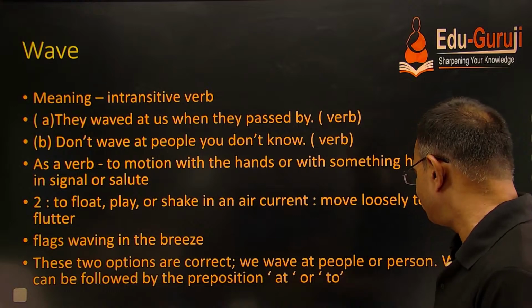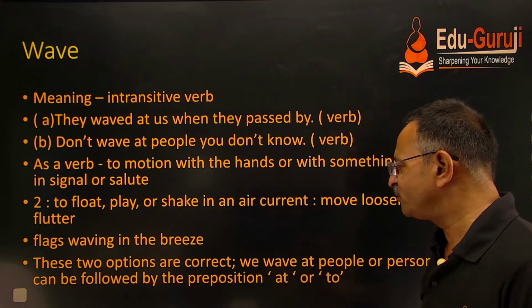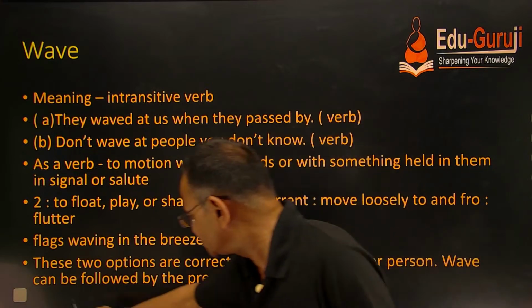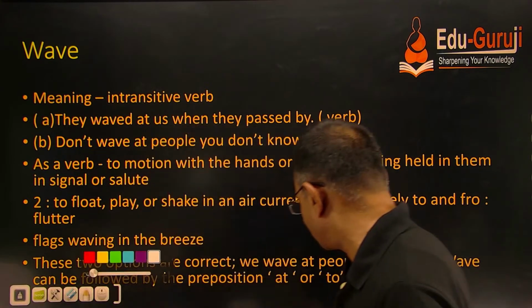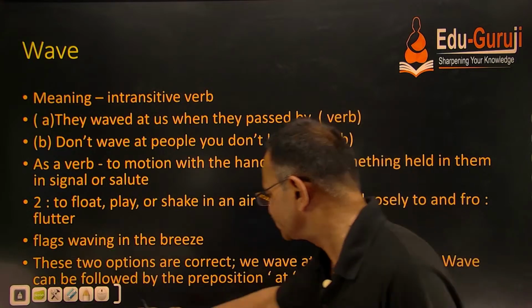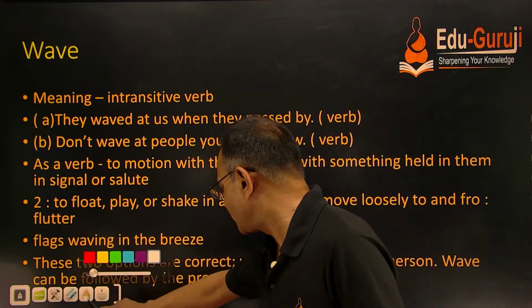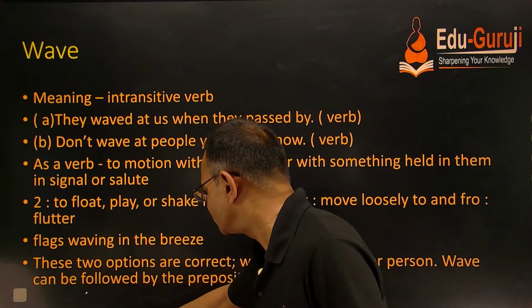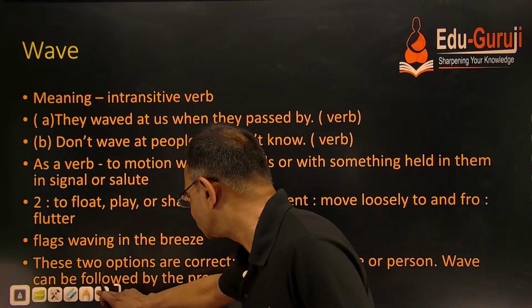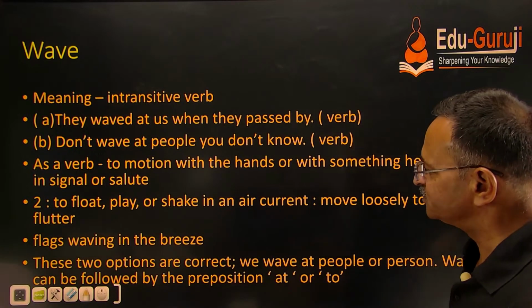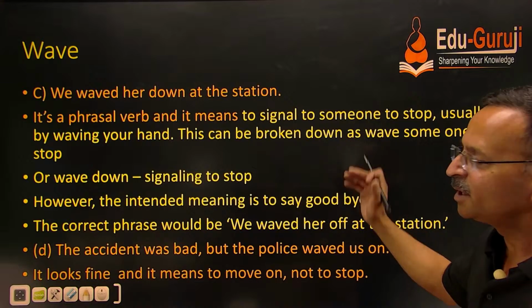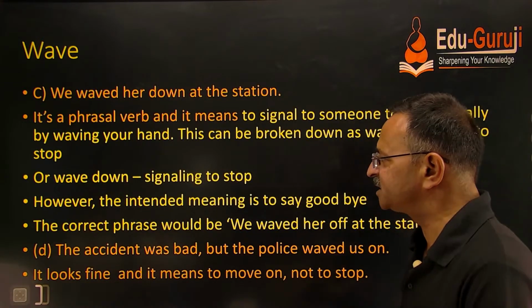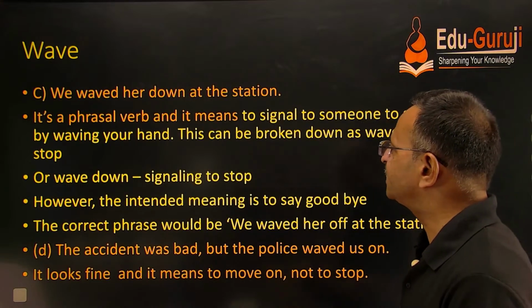So we wave at a person. Wave can be followed by the preposition at or to. You need to remember this: wave can be used with at or to. Now let's see the third option, that is option C: we waved her down at the station.